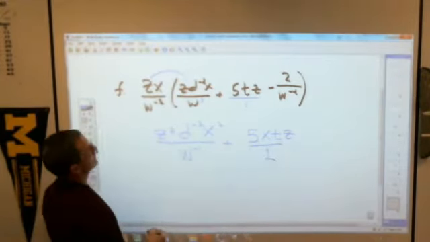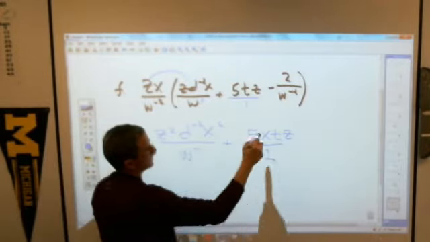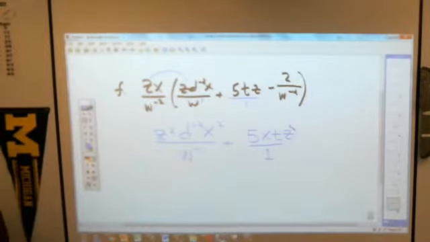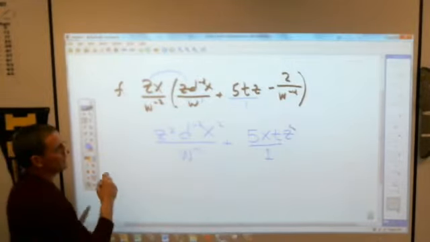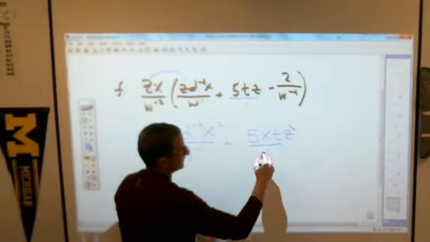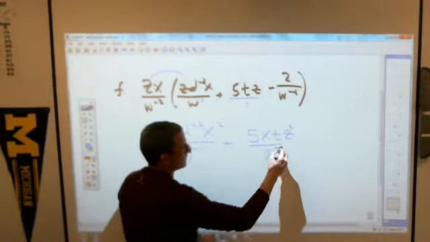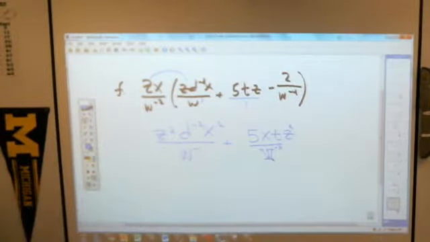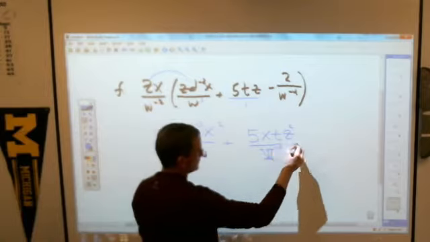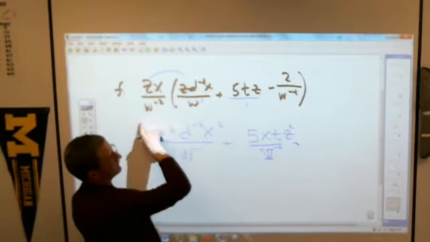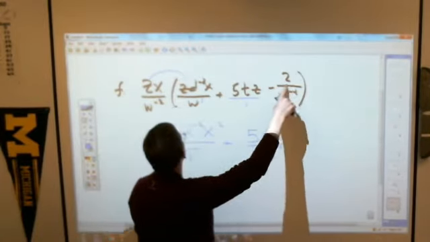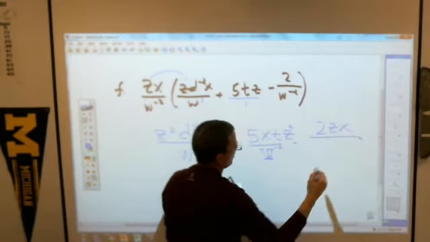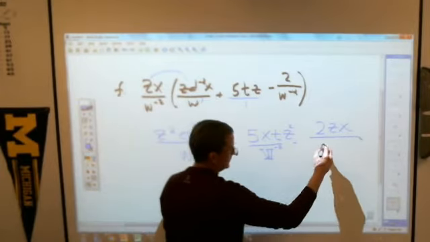Z squared. No, there's no z. Oh, there is a z squared. You're right. I think I was thinking that was a 2 or something. Isn't it over w to the -2? It is over w to the -2. Alright, Tyler, stop. I'm trying to make him get the right answer, okay? And then the last one, you are going to go squared. Is that a 2 or is that a z? That's a 2. So you get 2zx, did I get that right, Tyler? Yes. Over w to the -6.